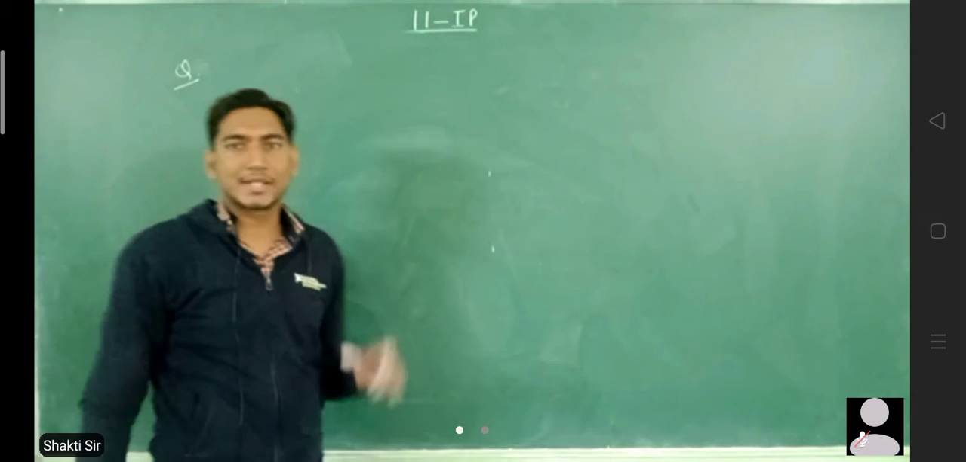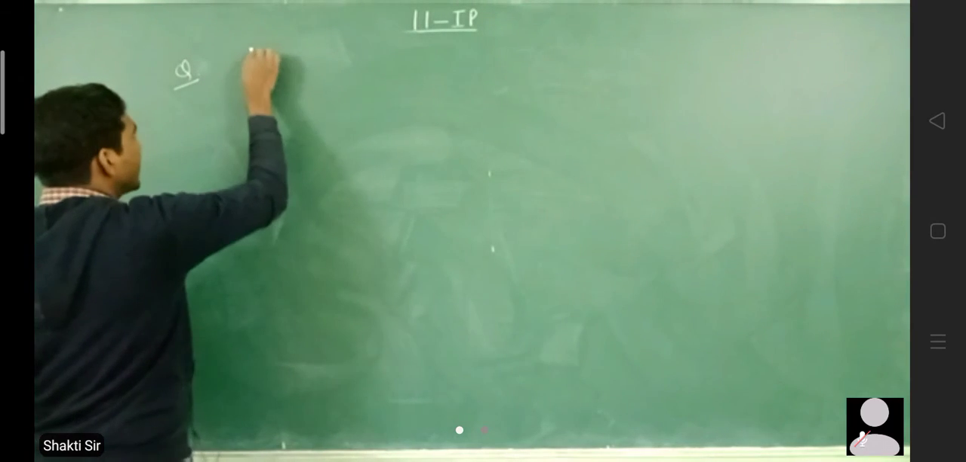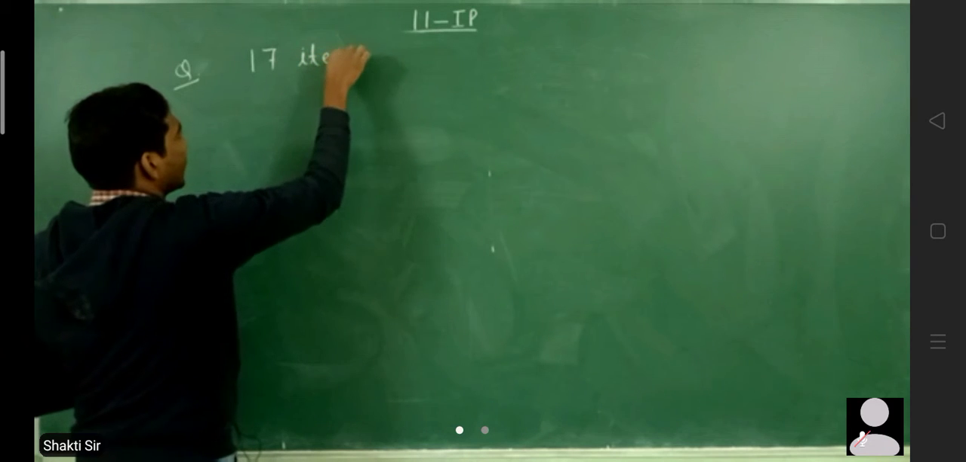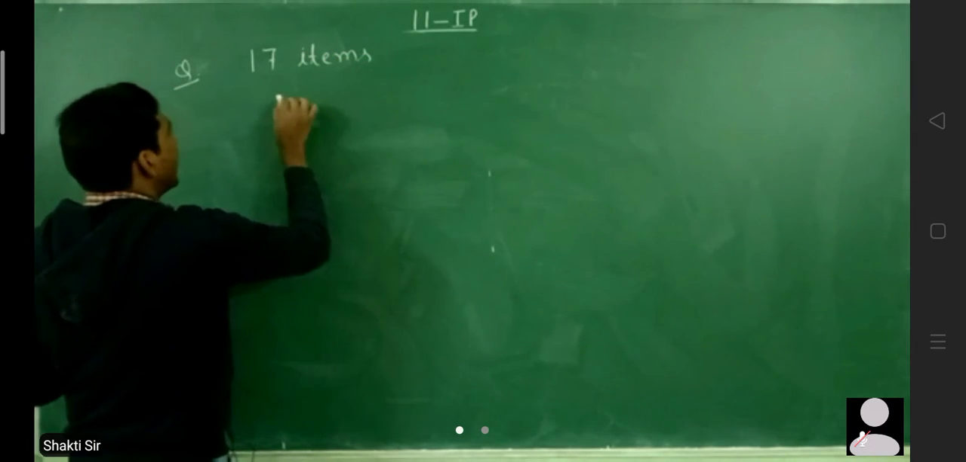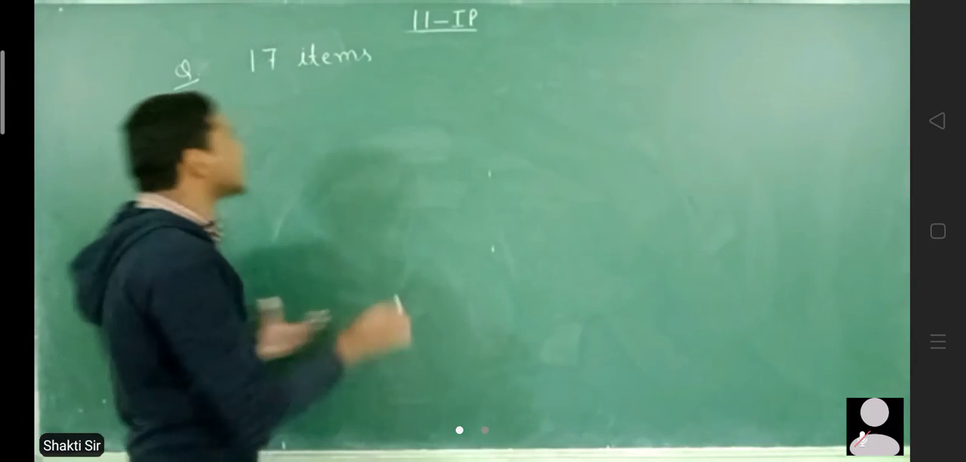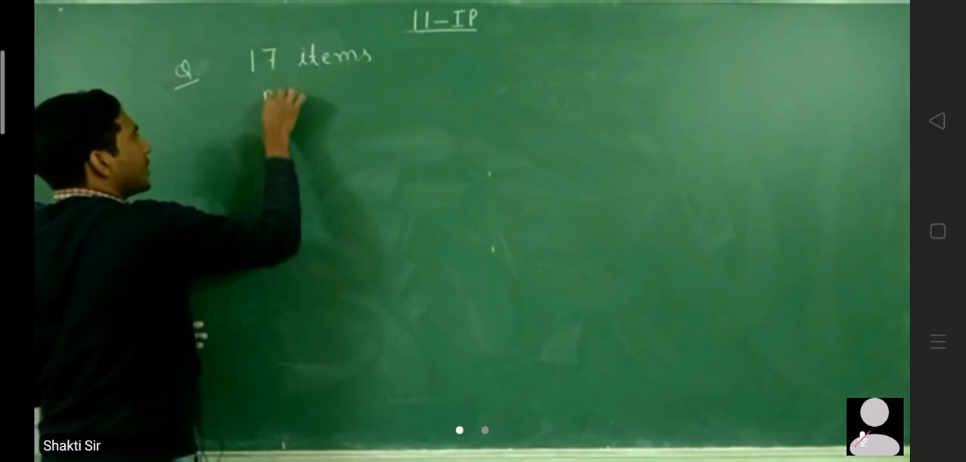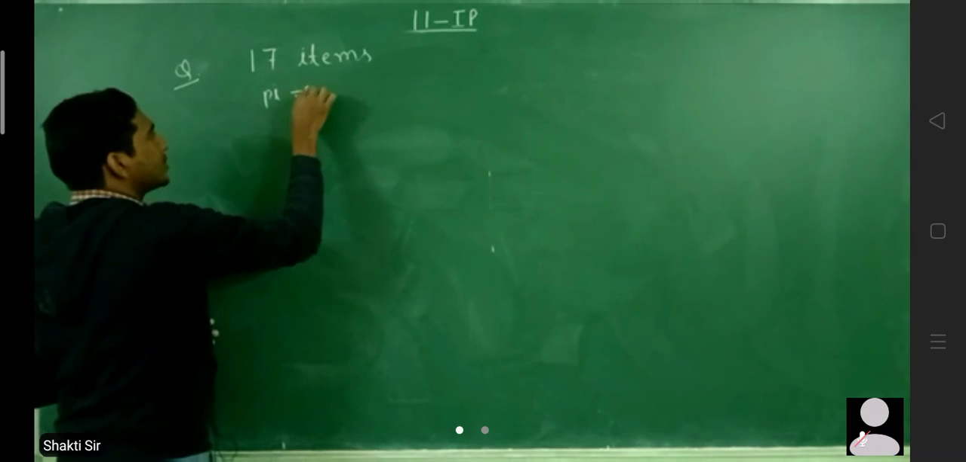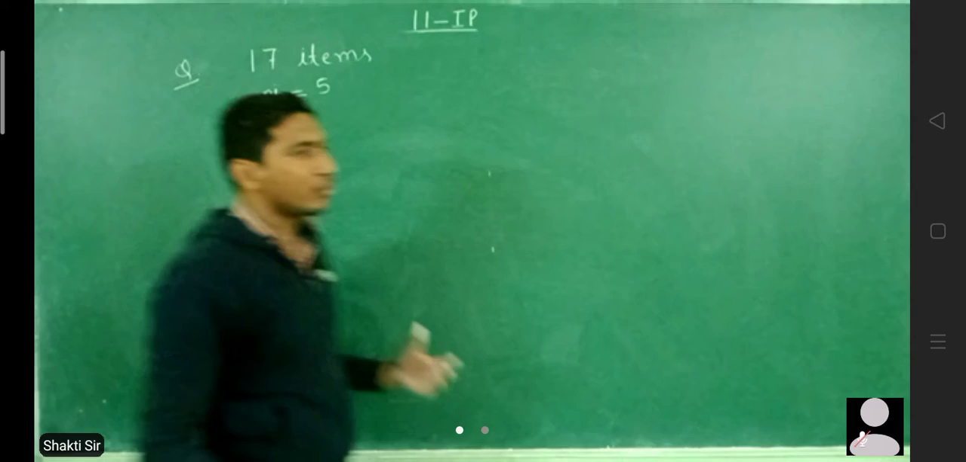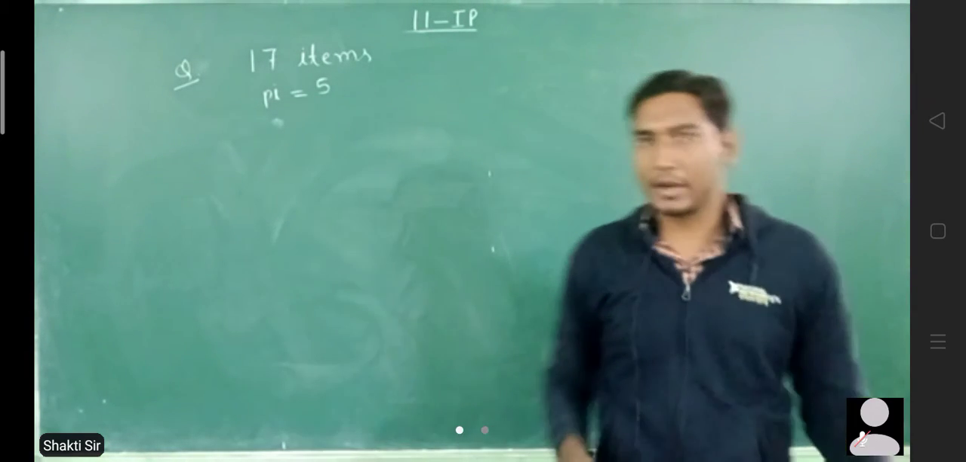So suppose you have given a list in which there are 17 items. Okay, and you are given that positive index of an item is 5. And then you are required to find the negative index of the same item.